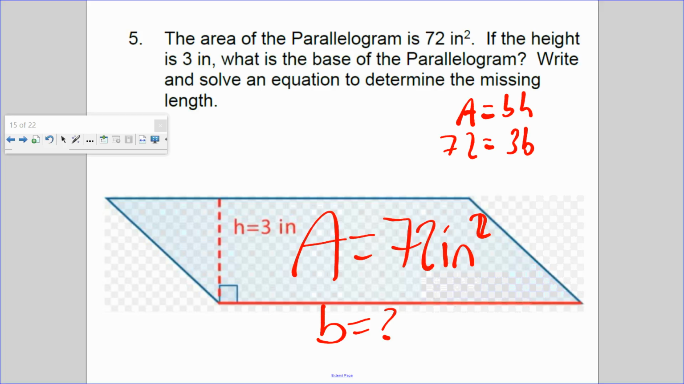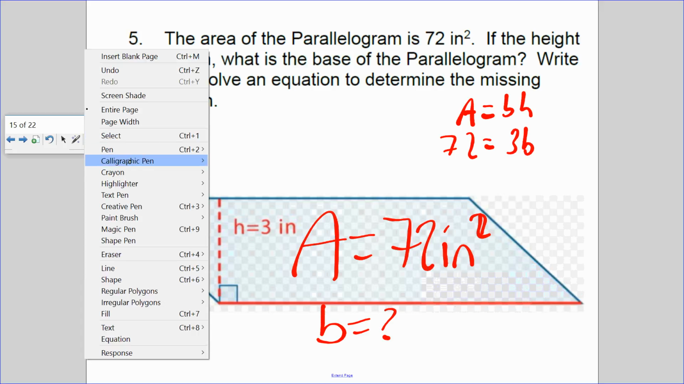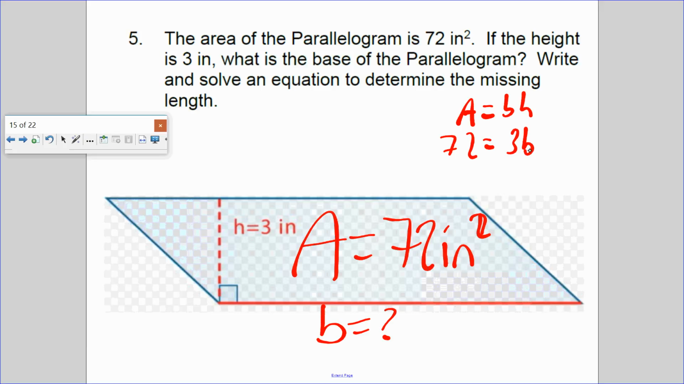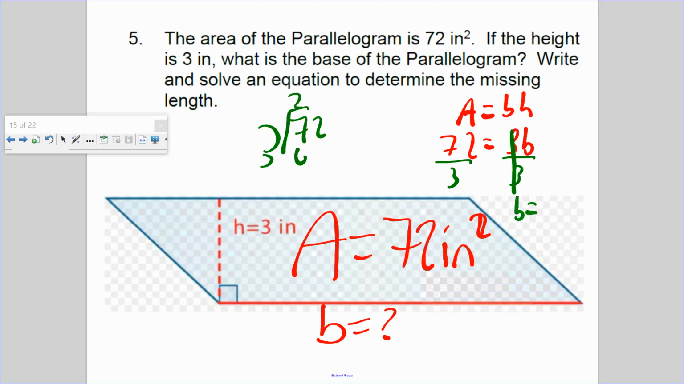So how do you solve this? We know how to solve this. We spent almost 3 weeks on this. I need to isolate. Let me use a different pen color. We need to isolate this base. What is the inverse, or the opposite operation, of times? Divide. So we divide by 3, divide by 3. They cancel. We balance it on the other side. So the base equals 72 divided by 3. Base is 24 inches.